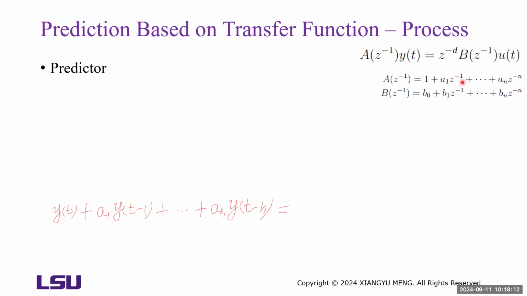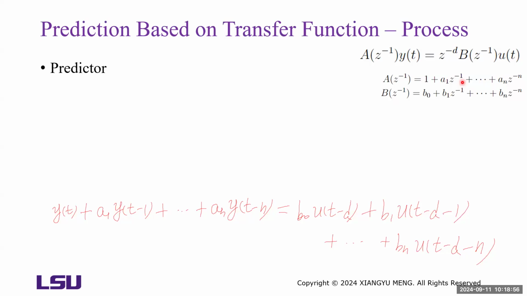On the right-hand side, because of the time delay, the first term will be b0 u(t-d). The second term on the right-hand side will be b1 u(t-d-1) due to the time delay, since z^-1 gives minus 1. Until bn u(t-d-n), because of the power of z^-n.